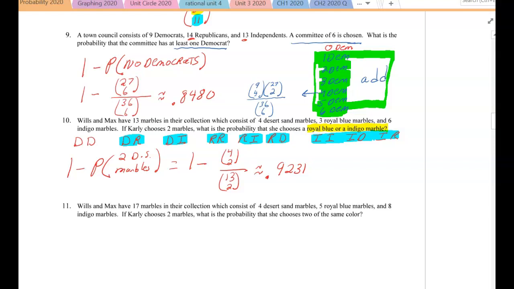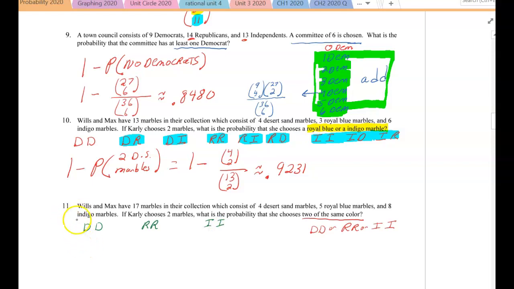Let's take a look at number 7. What is the probability she chooses 2 of the same color? 2 of the same color means she gets 2 desert sand, 2 royal blues, or 2 indigos. So I'm going to put the word or here. For this particular problem, you actually do have to do 3 different problems: 2 desert sands, 2 royal blues, 2 indigos.